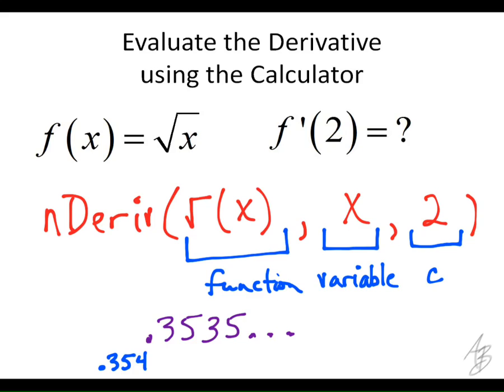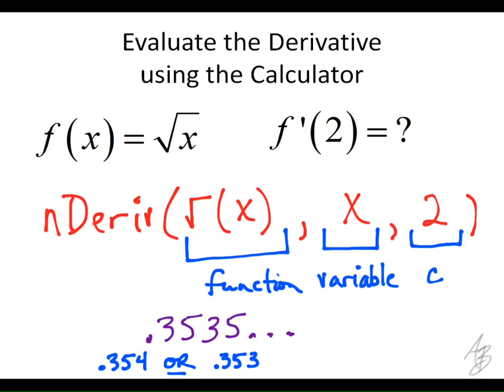0.354. That would be the rounded answer. Or the truncated answer would be 0.353. It's okay if you don't round and you just keep the thousandths place exactly the same. That would be truncating it. Truncate just means cut off. Or you could round that thousandths place.